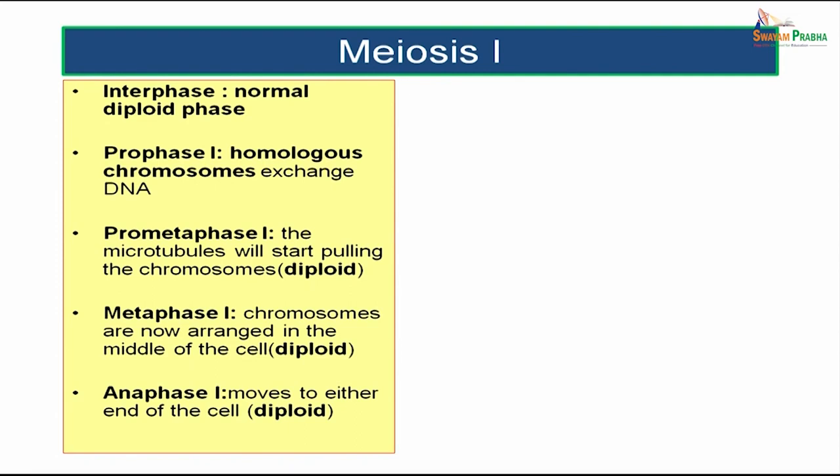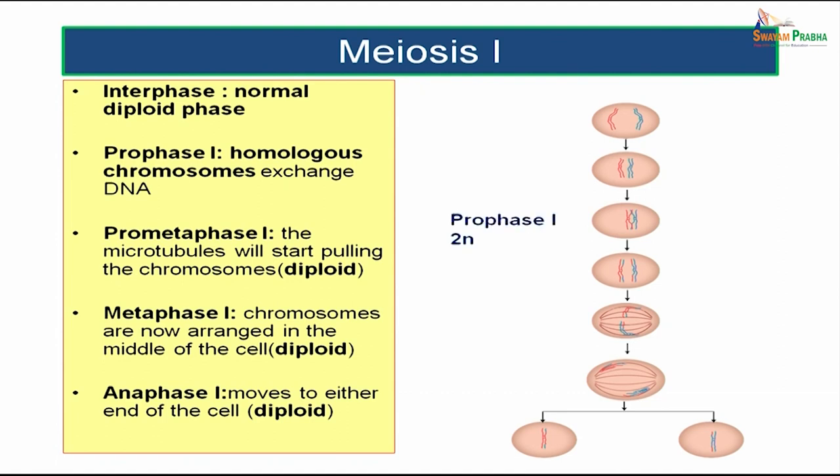And in anaphase, the chromosomes will be pulled apart so that they move to either end of the cell. But you have to remember that in this phase also, the chromosome number is diploid, because all these events are happening within the cell. So let's have a look. This is prophase 1. You can see that the chromosome number is 2n, that is diploid. This is metaphase 1, where the chromosomes are arranged in the middle, still diploid. And in anaphase, they are pulled to either end and again the chromosome number is diploid.